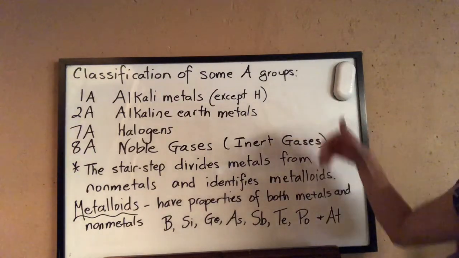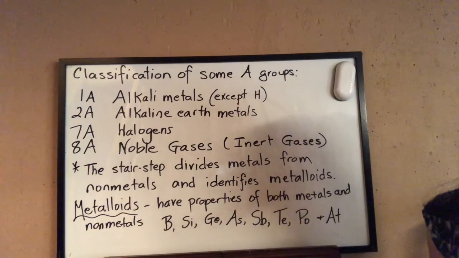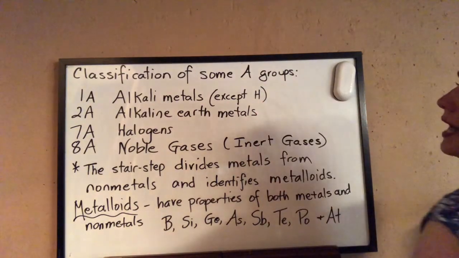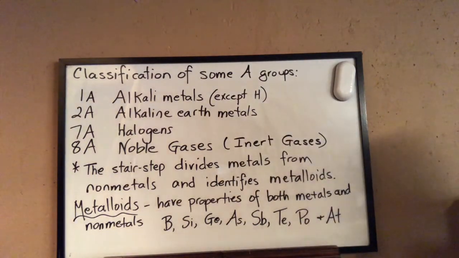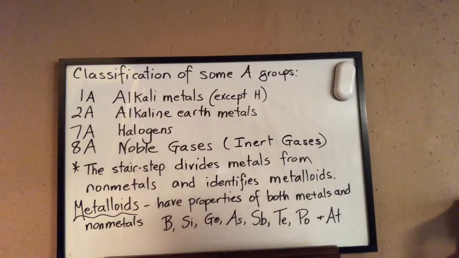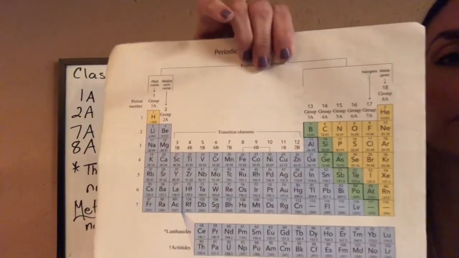So these groups have special names, okay? Yes, all the A groups are main group elements, representative elements, but these ones have a special additional classification. And your periodic table in your textbook does have that written across the top.